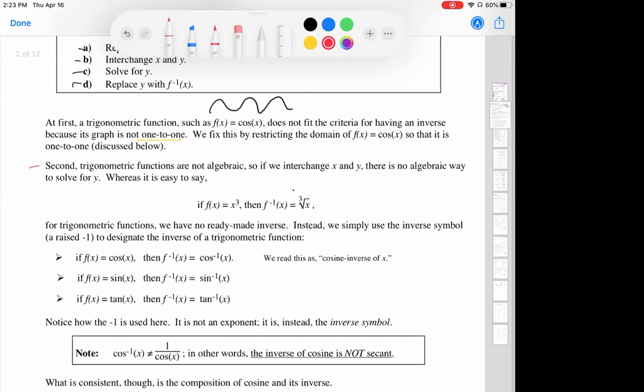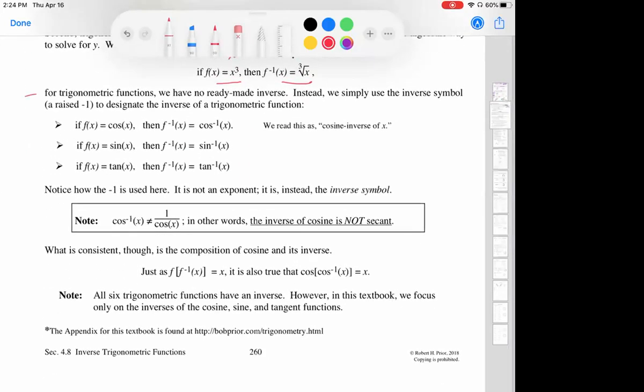Second, trigonometric functions are not algebraic. So if we interchange x and y, there's no algebraic way to solve for y. Whereas it's easy to say that for a cubic x cubed, the inverse would be the cube root, right? Just like an x squared would be the square root of x. We can easily see how these inverses apply, but for cosine, tangent, sine, there is no such command like a square root or a division and multiplication.